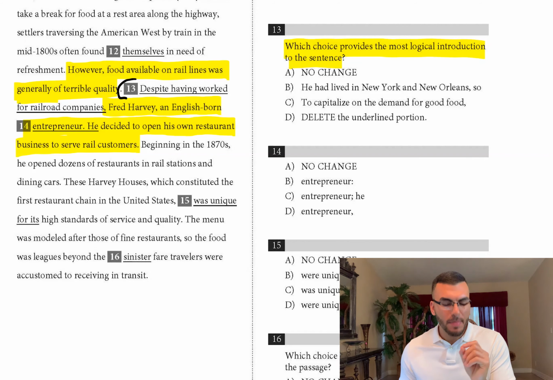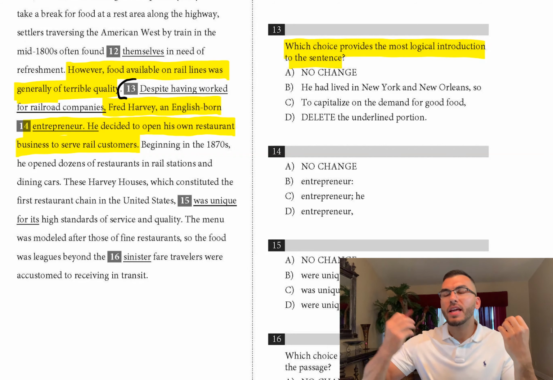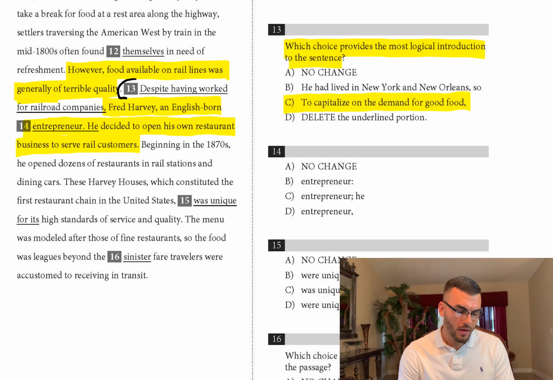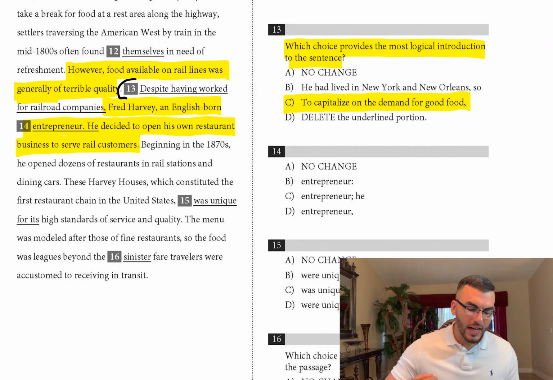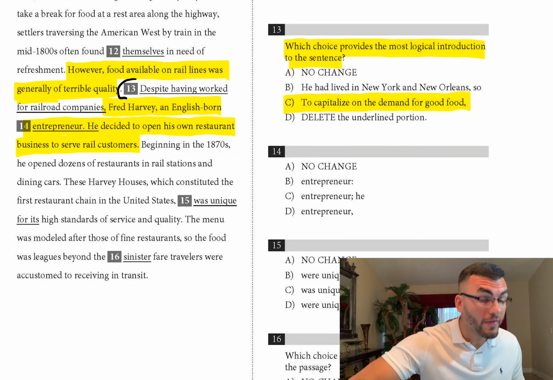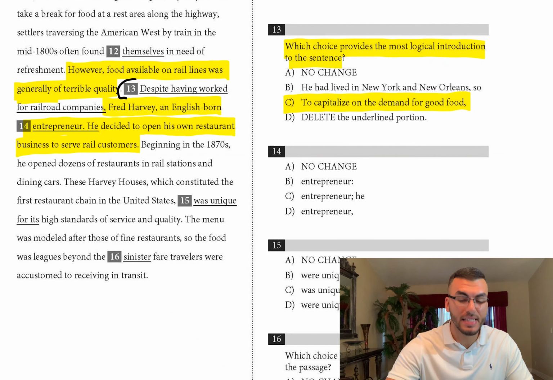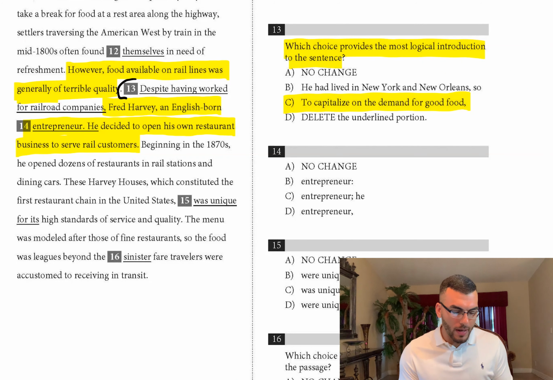So what's something right dead smack in the middle of that that would introduce the idea that because of the terrible food quality, he opened up his own restaurant? The correct answer is C. So food available on the rail lines was of terrible quality. To capitalize on this demand for good food, he opened up his own restaurant business to serve the rail customers. That statement introduces the sentence. It's the best introduction to what the rest of the sentence is going to talk about, to open up his own restaurant to better serve those rail customers.